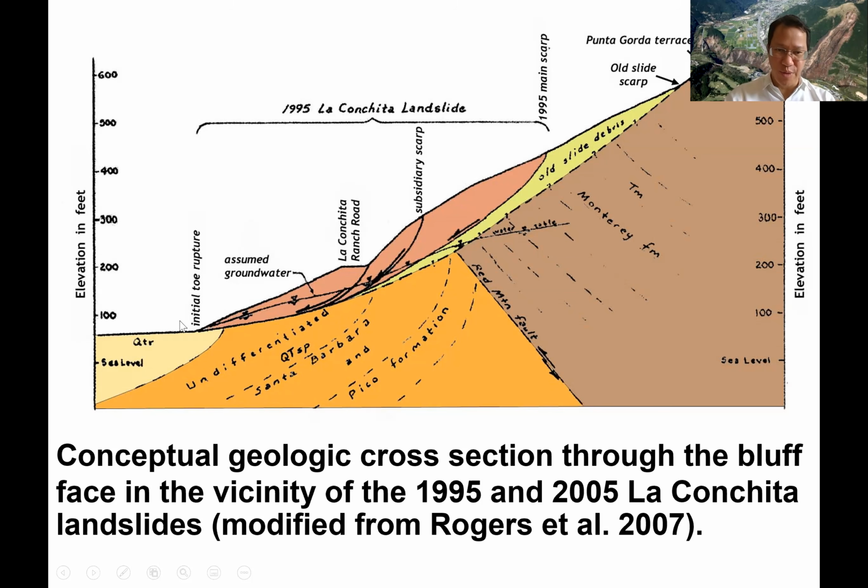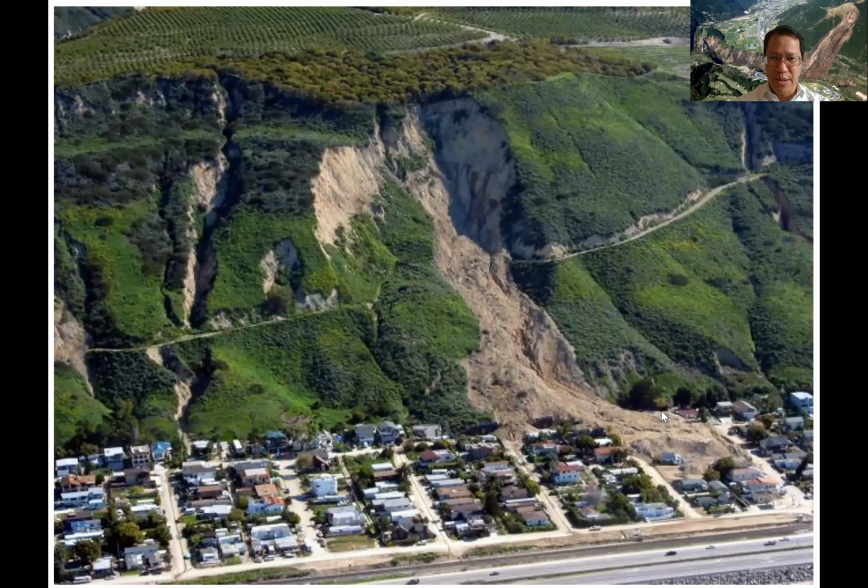Progressive means that if this one slides, it causes instability in this zone, and then the next zone will slide down, something like that. This is the mechanism for 1995. Like this, you can see a big chunk of soil slide down.